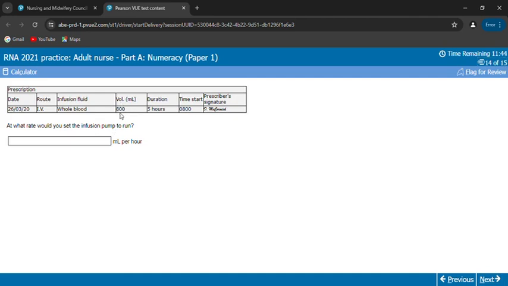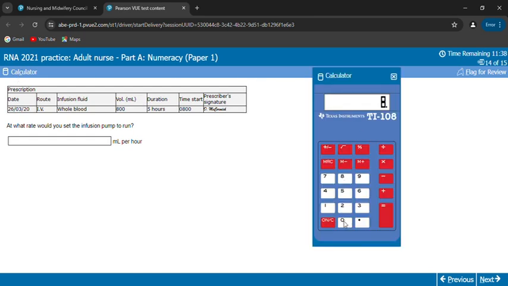Then again, in the infusion pump we will have 800 ml, duration 5 minutes. So the main thing that we do, 800 divided by 5, that's it, 160 ml. They already mentioned the 1 ml per hour, so we don't have to mention it here. 160. Yeah, move to next.